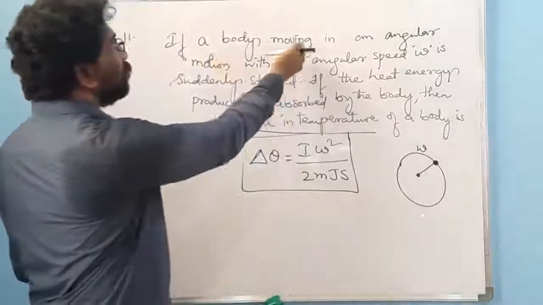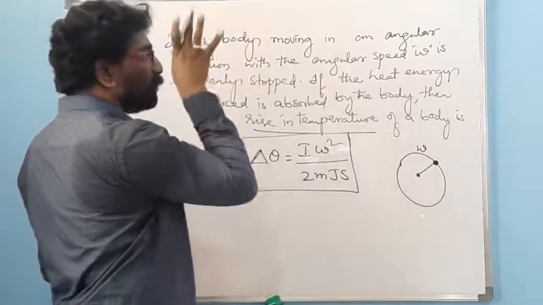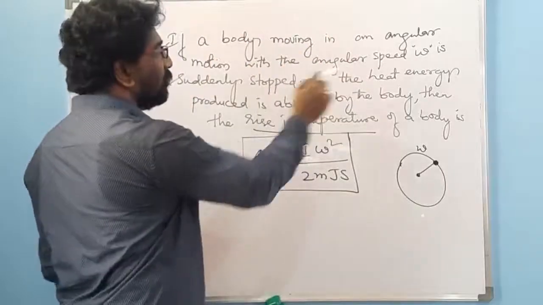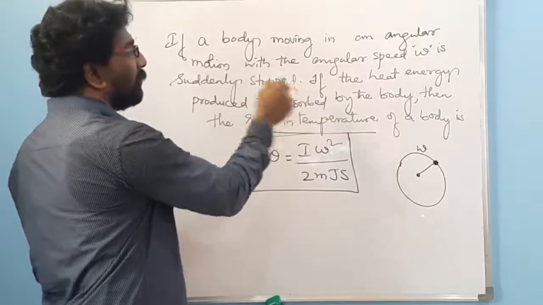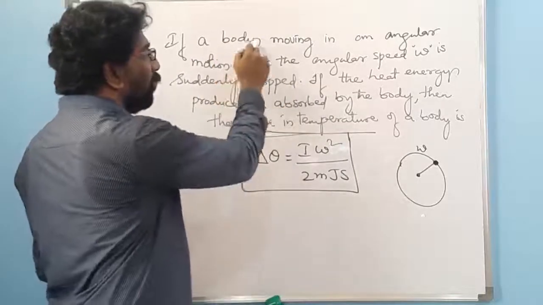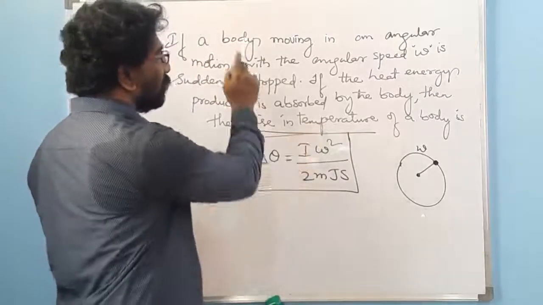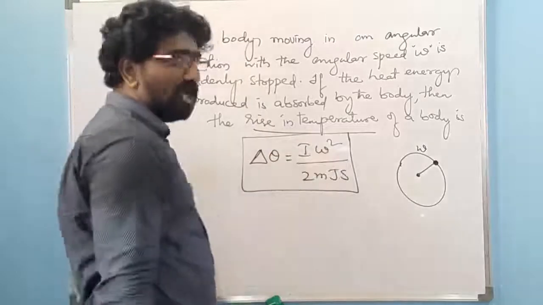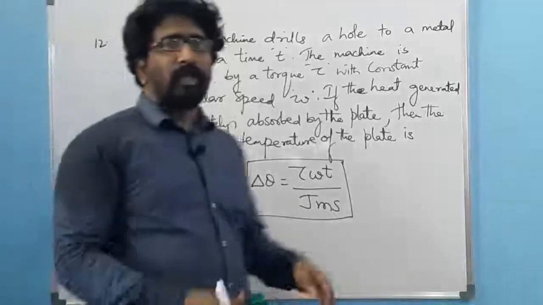If a body is moving in an angular motion with an angular speed of omega, and it is stopped, then heat energy is produced. That heat energy is absorbed by the body, and whenever it absorbs the heat energy, the body will rise in temperature. That rise in temperature of a body is given by delta theta equal to I omega squared by 2mJs. I hope it is clear to you. So look into the next one.